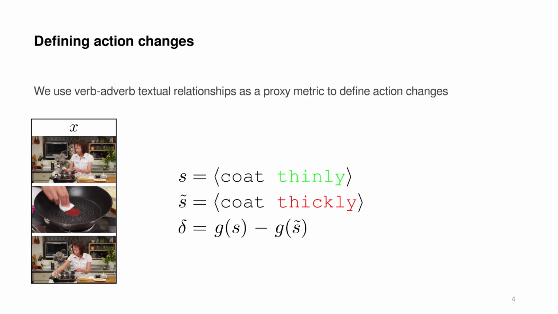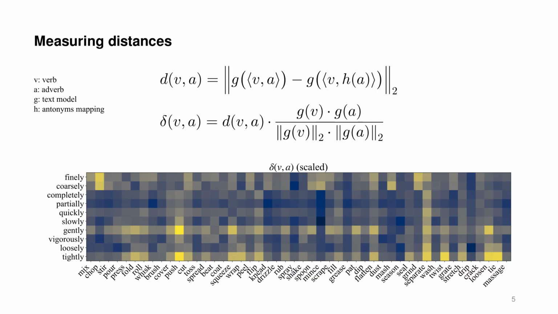Let's now suppose we have a text model G that receives a variable length sentence and outputs a fixed size embedding. We then extract text embeddings G of S and G of S tilde and measure the difference to capture how the adverb changes the action. More formally, we calculate the Euclidean distance between the positive sentence and the negative sentence and multiply this distance with the cosine similarity between the verb and the adverb. This gives us delta, which is the proxy measure of the action modification we were looking for.